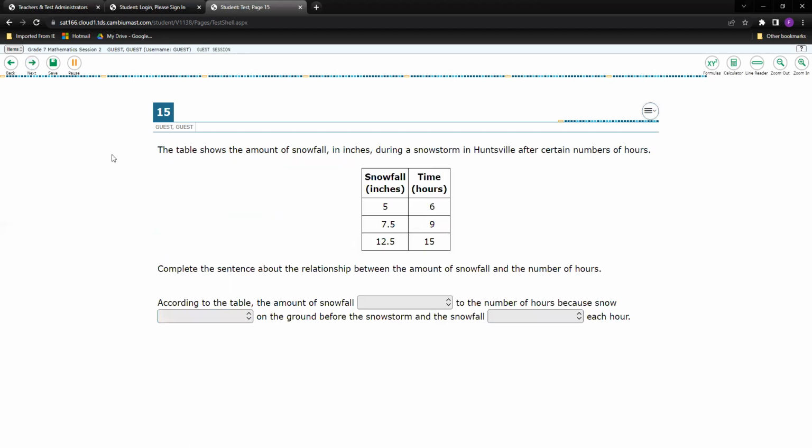Okay, so let's see if this is proportional. All right, so when we have a table like this, we find the difference. From 6 to 9 is 3. And from 5 to 7.5 is 2.5.